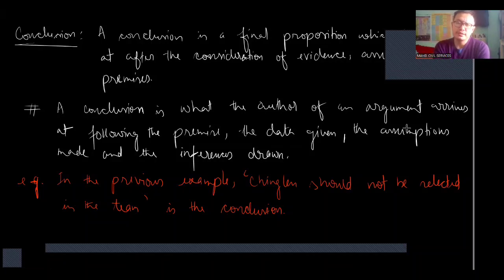From the inference we conclude. Chinglen is going to hamper the progress of the entire team is an inference, and the conclusion is that Chinglen should not be selected in the team. If the inference changes, the conclusion changes too.